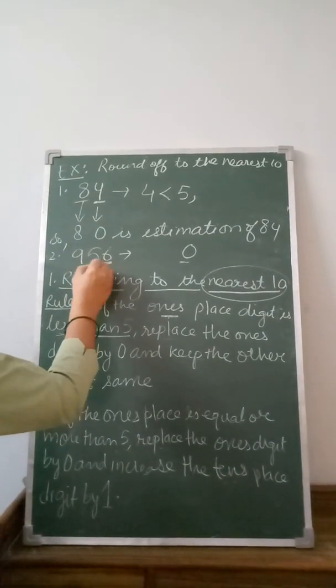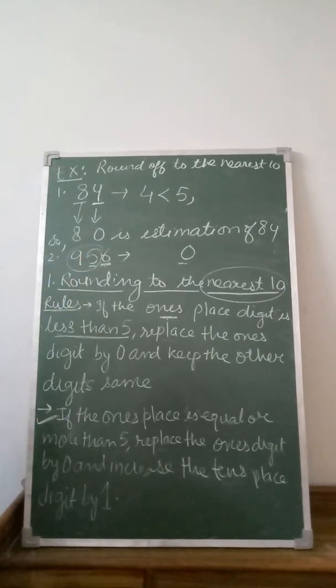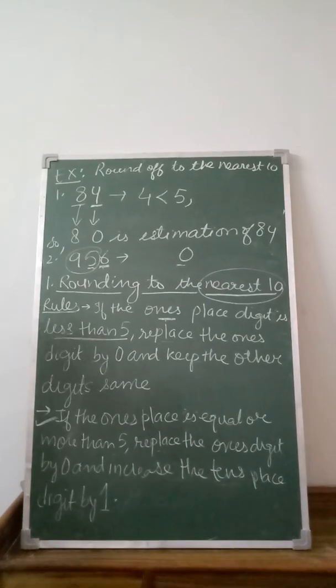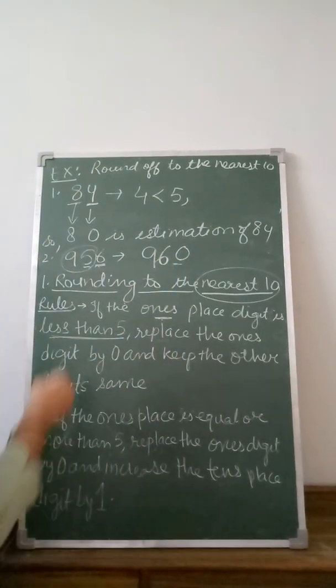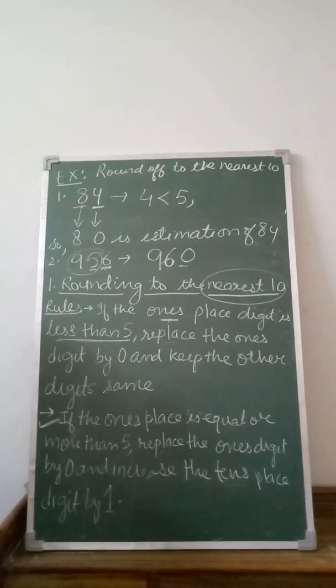And this is the tens place digit. So if we increase this number, you can also do it like this. This is the remaining number there. You can increase the remaining number by 1. So 95, when you increase this number by 1, it becomes 96. So the rounding of 956 is 960.